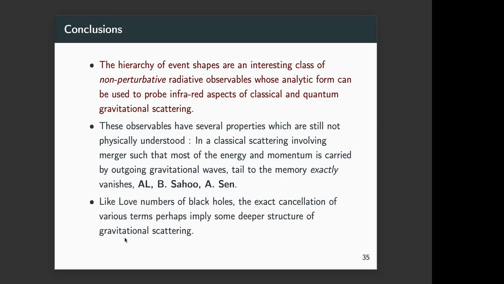This is morally similar to the surprise that Raphael talked about with the love numbers of black holes, in the sense that their vanishing tells us that maybe there is a deeper structure to gravitational scattering. Similarly, in this case, the fact that for some class of scattering this tail exactly vanishes maybe hints at something deeper, which we do not understand yet.